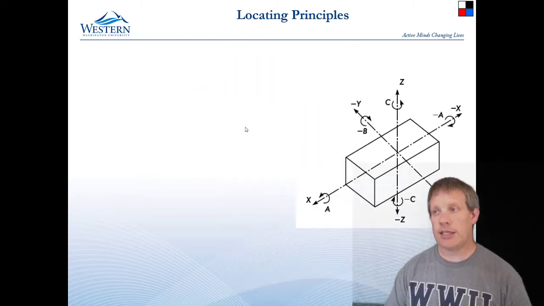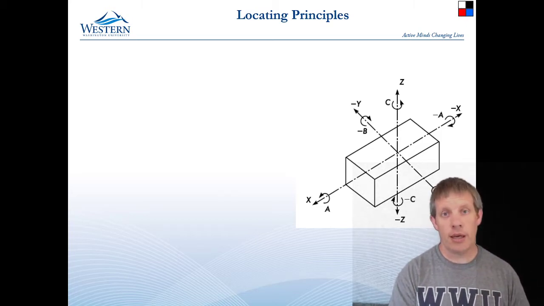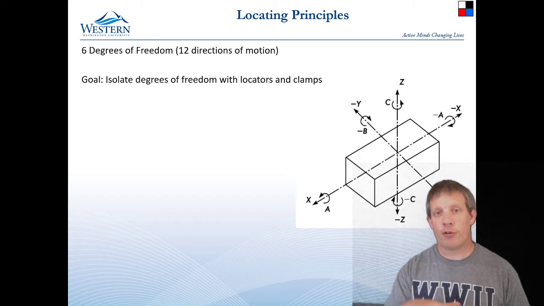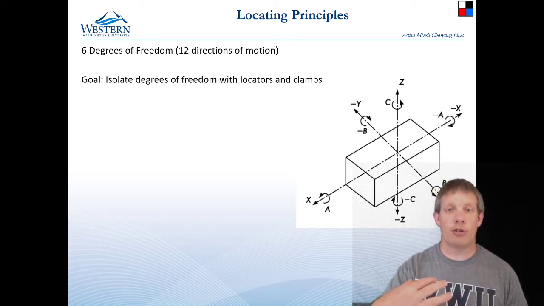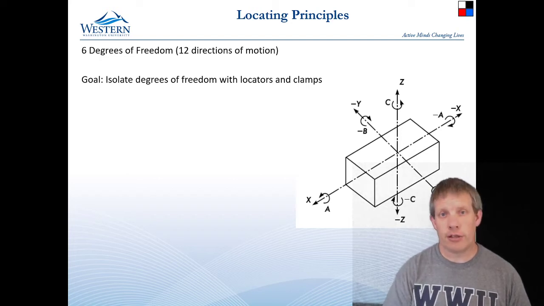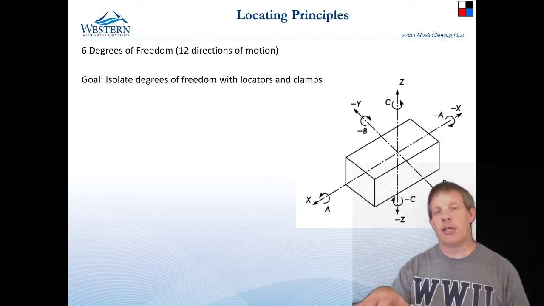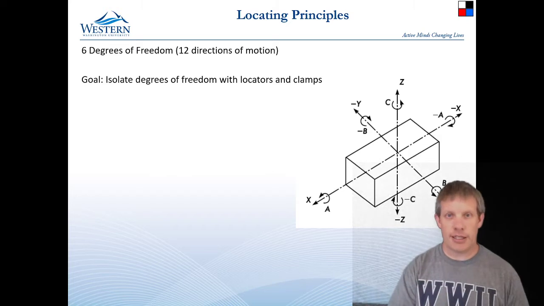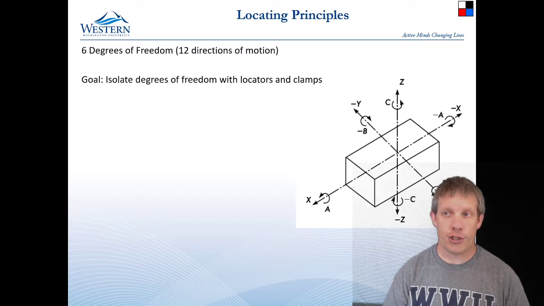So let's look at this. When we are trying to locate something, we need to isolate 6 degrees of freedom. Remember, we have 3 translations along the orthogonal directions, and then we have 3 rotations around those orthogonal directions. Now we actually have 12 directions of motion, because we can go in plus x or minus x, plus y, minus y, plus z, minus z, and we can rotate clockwise and counterclockwise around each of those axes.